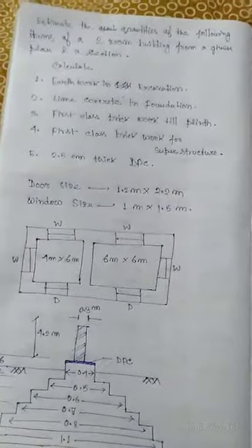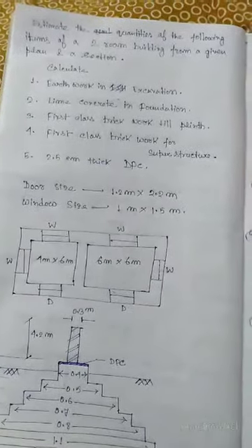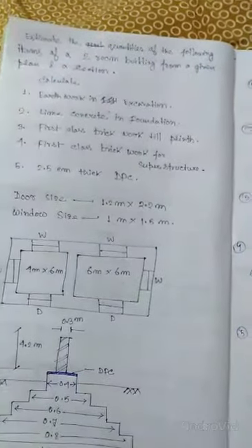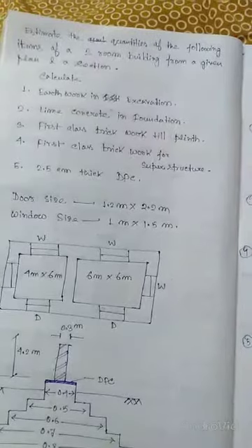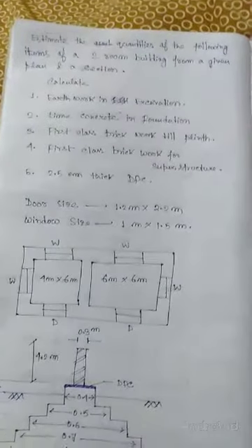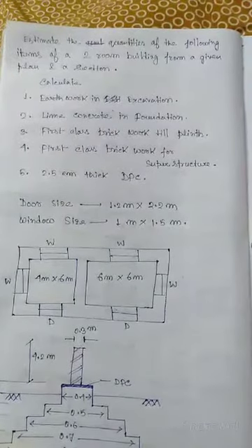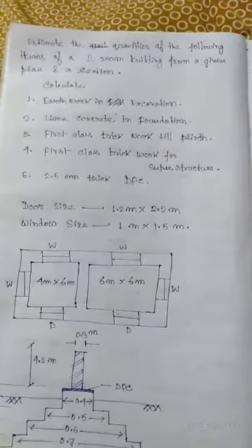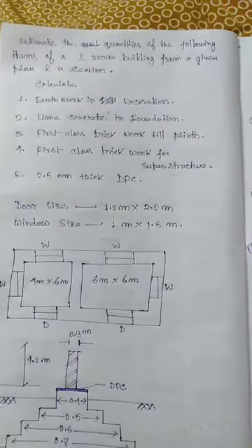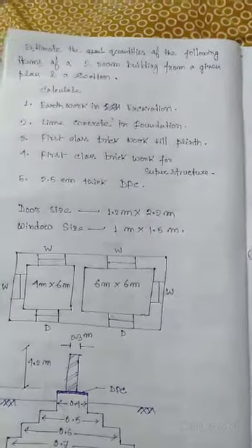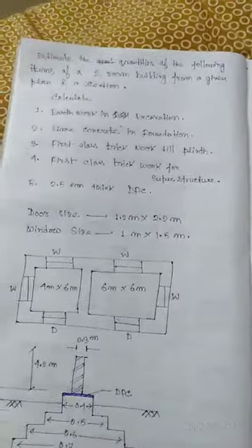Today we are going to learn how to estimate a two-room building by the long wall, short wall method. The question is given here like this: estimate the quantities of the following items of a two-room building from a given plan and a section. So they have been given 5 items. We have to calculate the quantities of all 5.